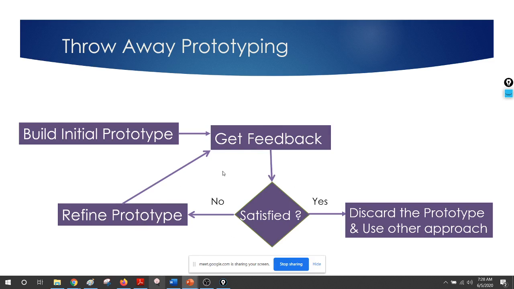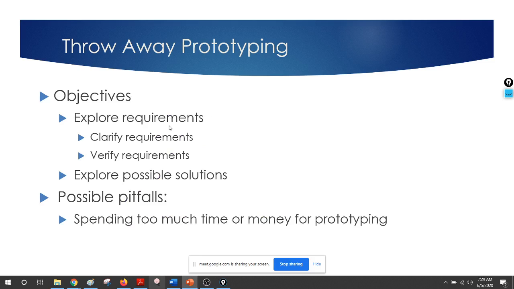So usually you use throwaway prototyping when we have to clarify some requirements. If you are not very clear about the customer's requirement, I can build a small prototype of what I thought and show it and ask him whether you are talking about something like that. If he says no, this is not what I am expecting, I have to refine my prototype and show it again. So likewise, throwaway prototyping is mostly used when we want to explore requirements and explore possible solutions.